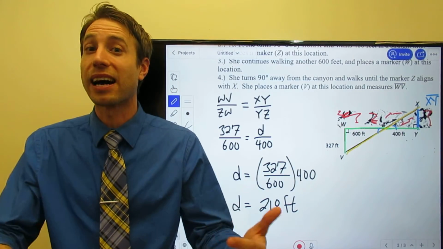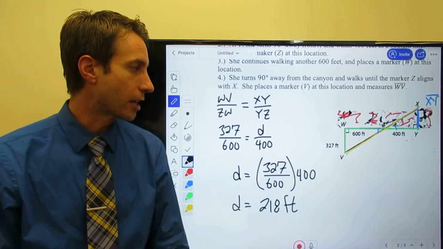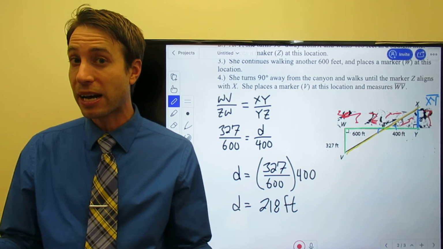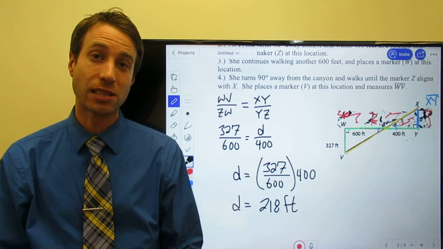A distance, obviously, the hiker cannot measure. She has no way of getting across the canyon. But by simply setting up similar triangles and knowing a little bit of high school geometry, she can estimate that distance.